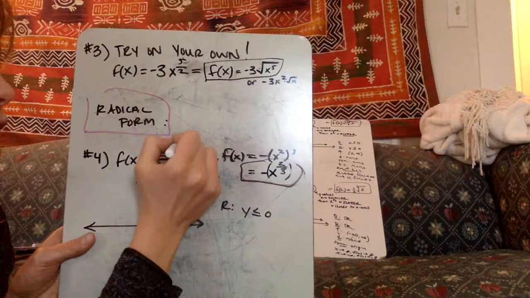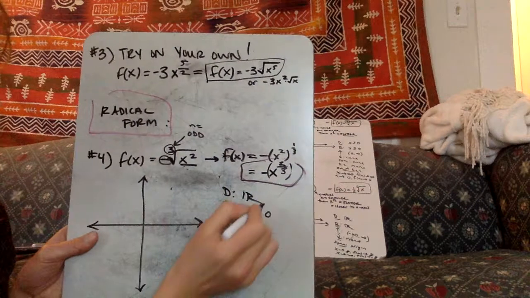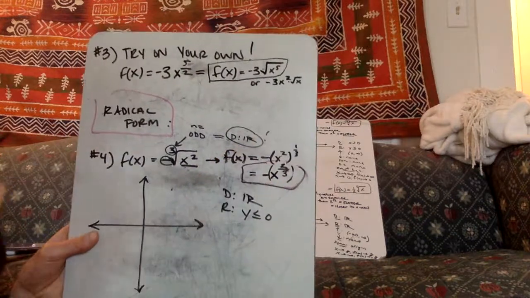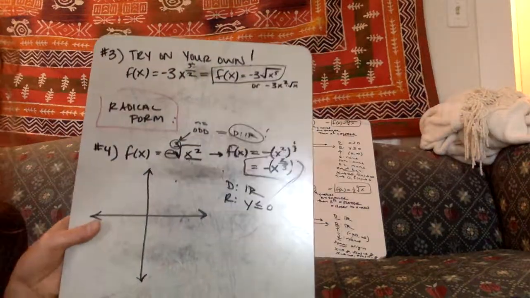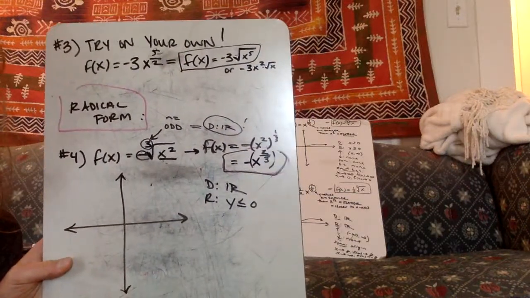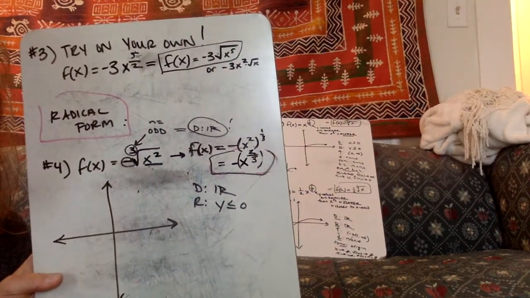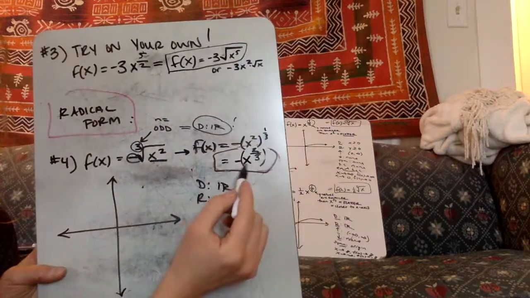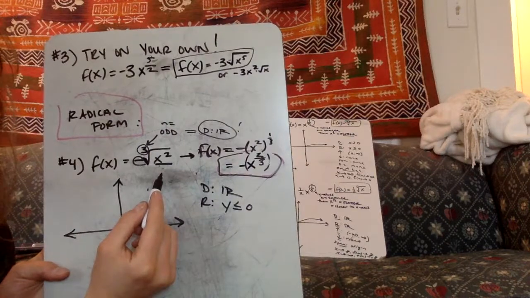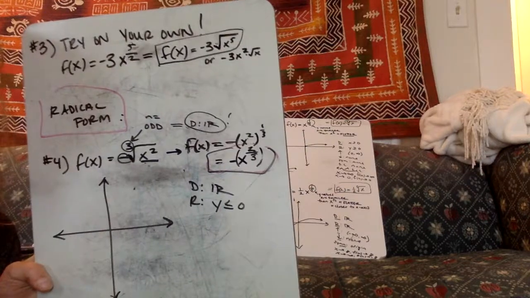And because this is odd, so n equals odd, my domain is all real numbers. So I can have any number here for x. I can have any negative number because it's not going to be undefined, because I'm taking the cube root, not an even root. And I rewrote it from radical form into exponent form, negative x to the 2/3, because graphing it in the radical form is a lot more challenging, especially on your graphing calculator, than graphing it in exponential form.